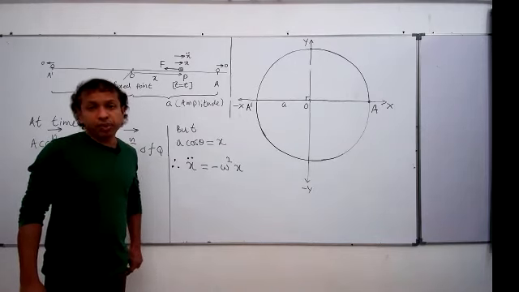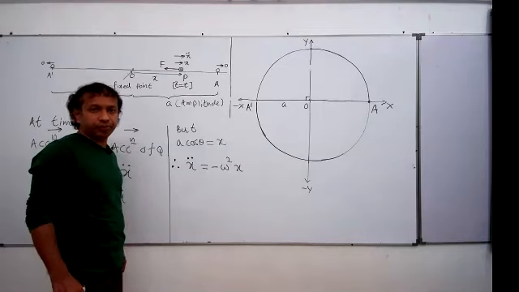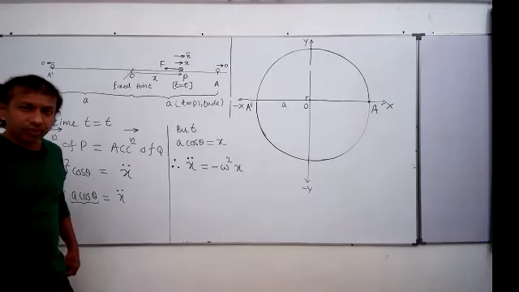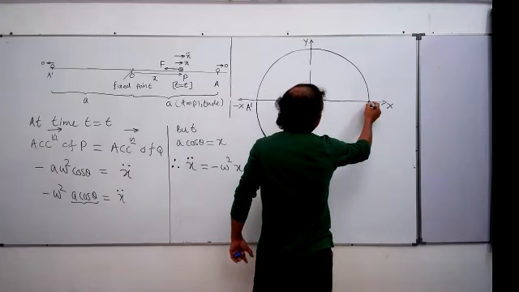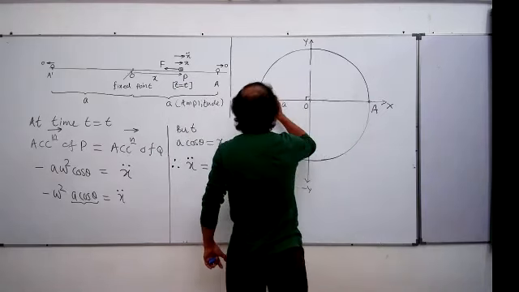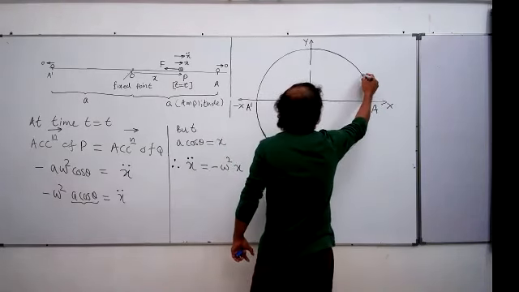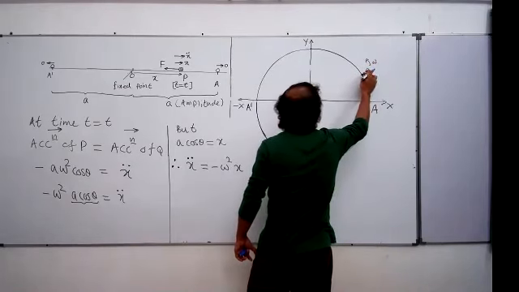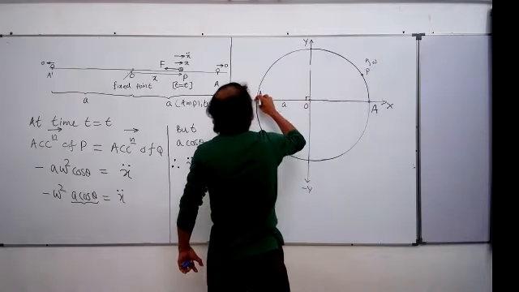The time taken to complete this oscillation is called the period of the simple harmonic motion. Now, the period of the simple harmonic motion can easily be found like this. When the particle Q, starting from A, comes to A dash and comes back to A, during that time interval, that point P with constant angular velocity omega, starting from A, completes the whole circle.